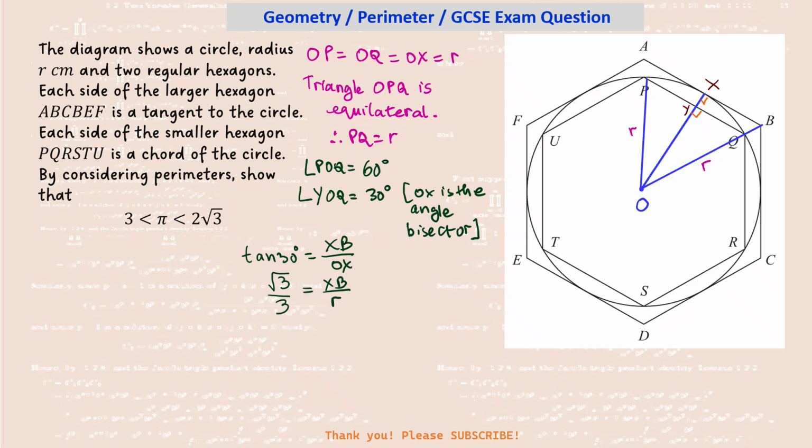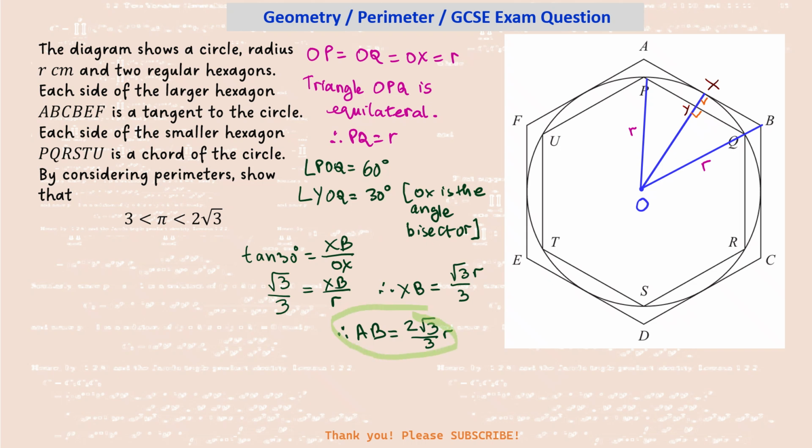So then you put in what tan 30 is, root 3 out of 3. I could also write 1 out of root 3. That will be XB out of r, that gives you XB is root 3 out of 3 r. Hence we know what AB is. AB is 2 root 3 out of 3 r.